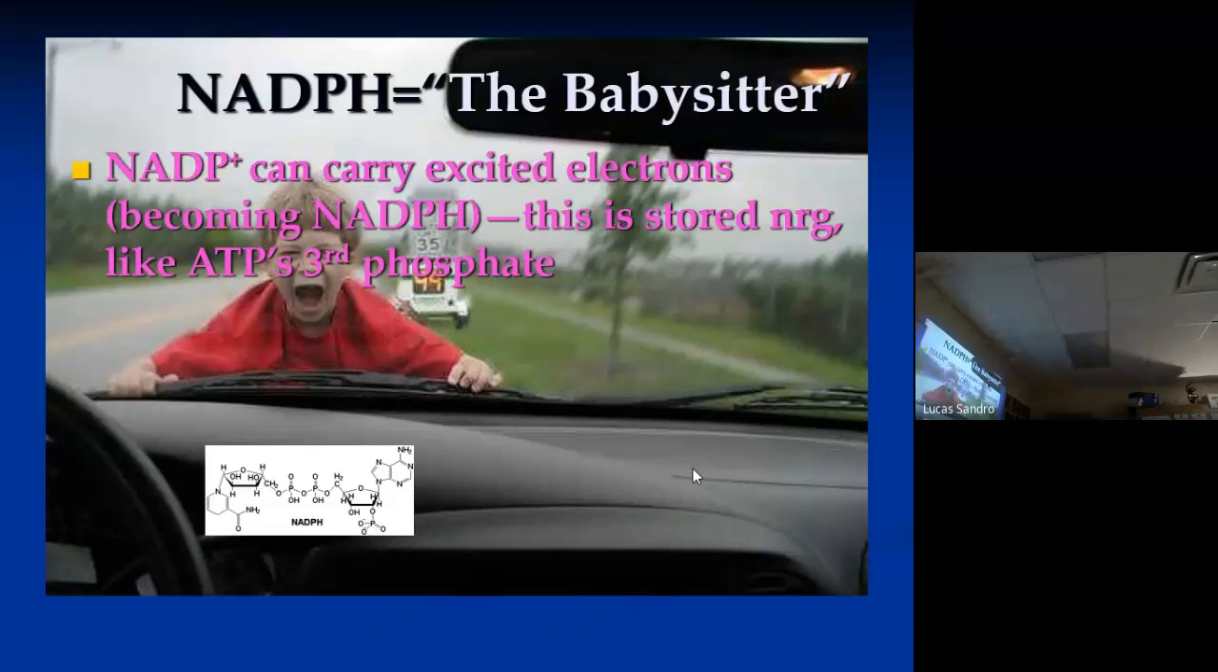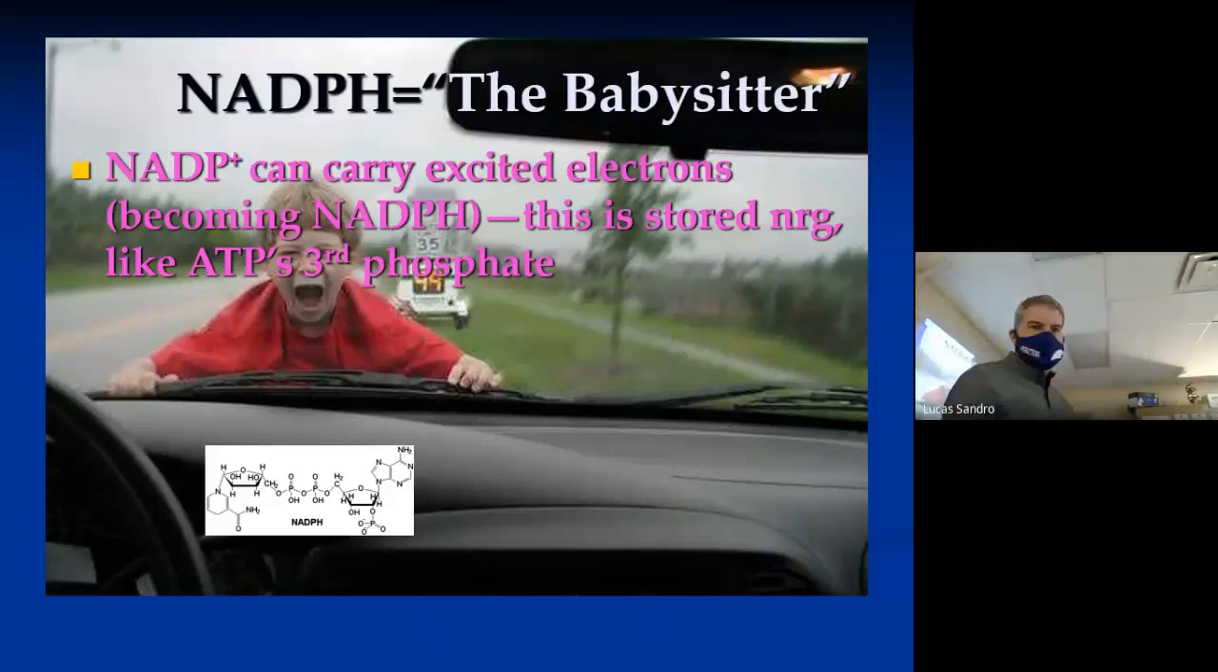NADPH carries excited electrons. Actually, without the electron, it's called NADP+. And when it gets the electron, it's called NADPH. It's a lot like ATP in that it has sort of a charged and an uncharged state. Something that might be confusing you is why gaining an electron would change NADP plus to NADPH. Anyone think of why that would be? Electrons are negative, right? So the thing is positive, and then it picks up an electron. Why shouldn't you just take the plus sign off?